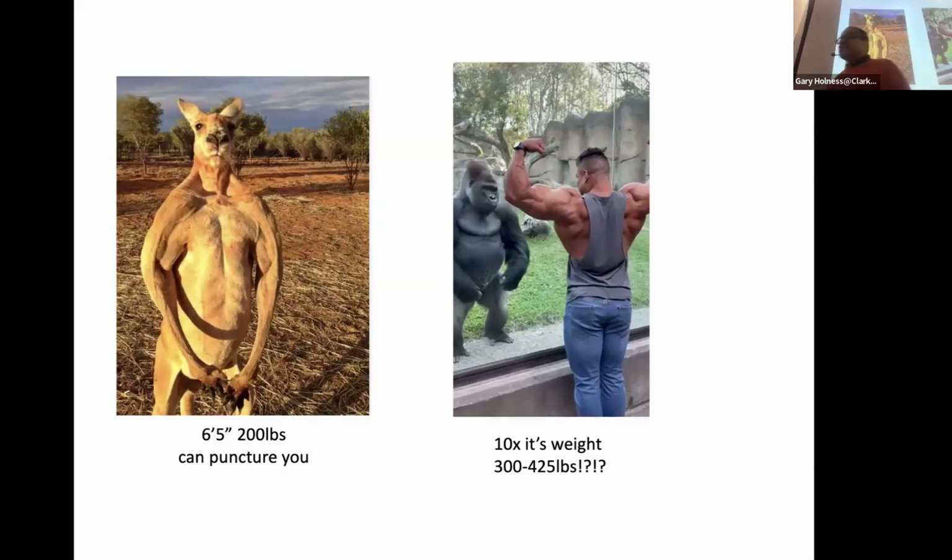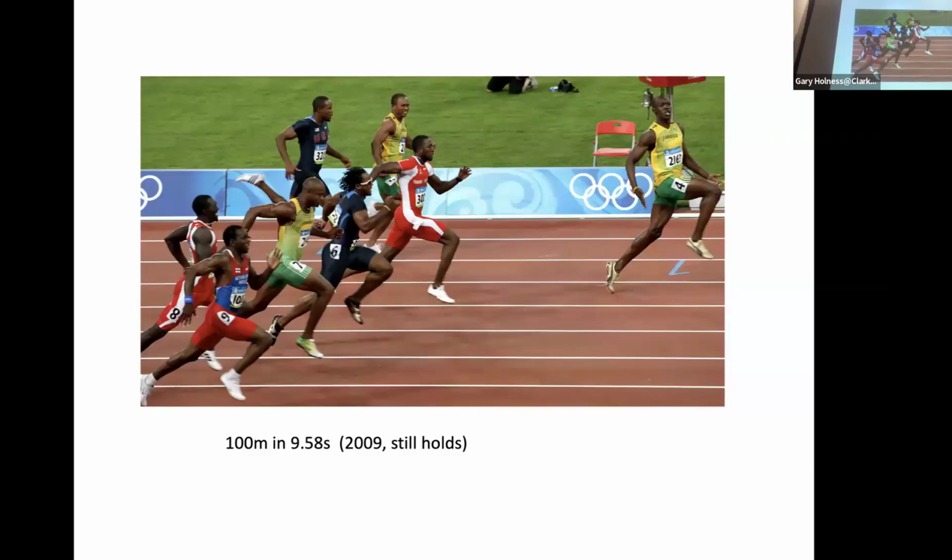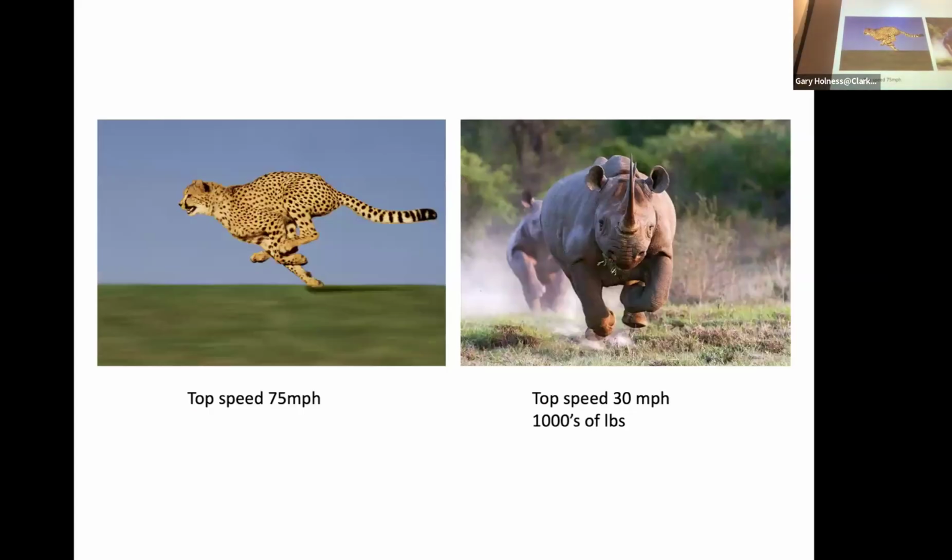So we might think we're strong in some cases, but we're not that strong compared to other examples in the animal kingdom. Now, some of us are quite fast. Usain Bolt, and this record, I had to look it up, still stands: 9.58 seconds for the 100-meter dash. And this record still holds. That's blazingly fast. But when we compare ourselves to other examples in the animal kingdom, we're not really that fast.